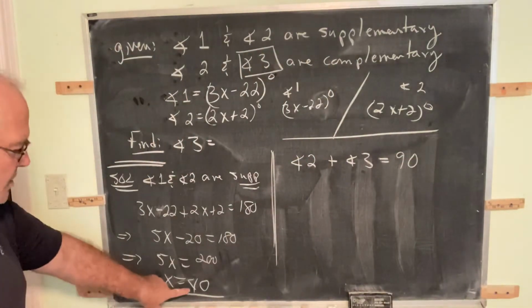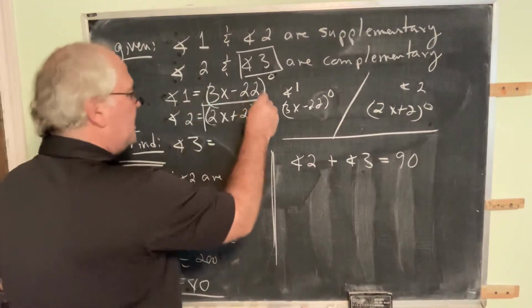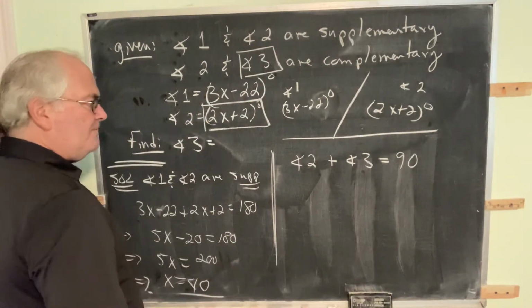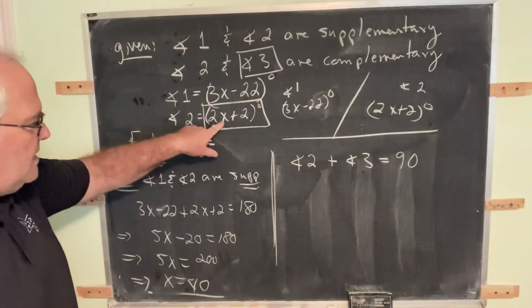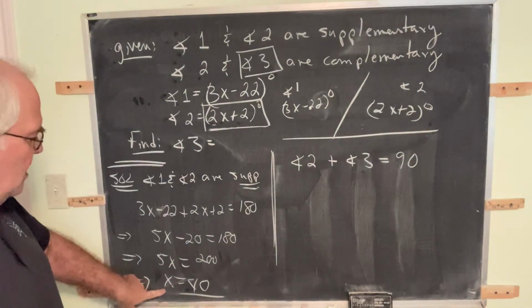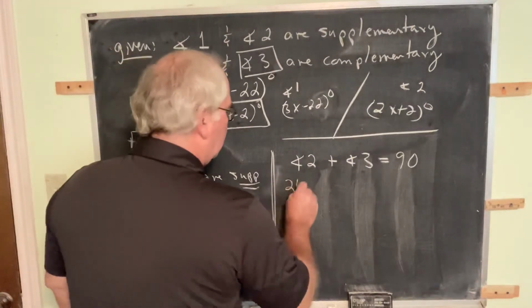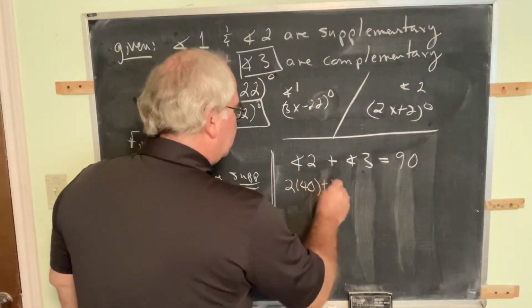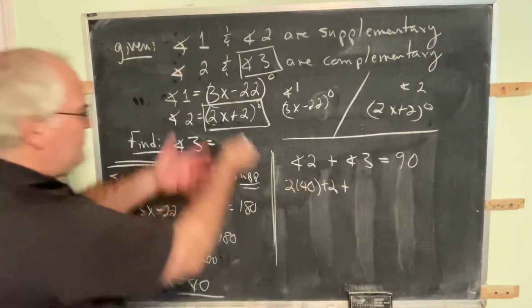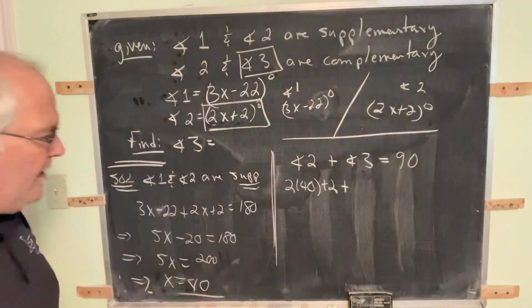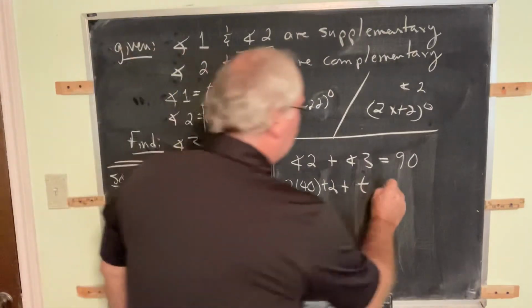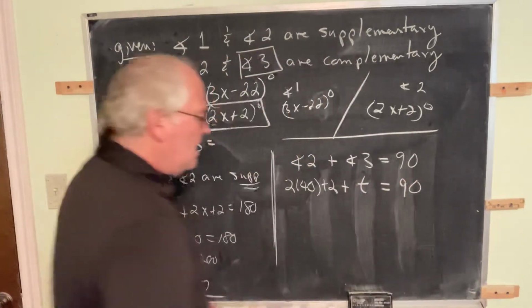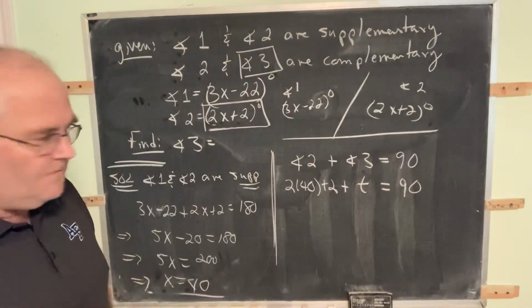And how much is angle 2? Well, we know what angle 2 is. That is this. So let's say we have 2 times 40 plus 2, plus, we don't know what this is. I've used x already, so I'm going to use a different variable. How about if I call this t for angle 3, is equal to 90. So now my task is to find t.